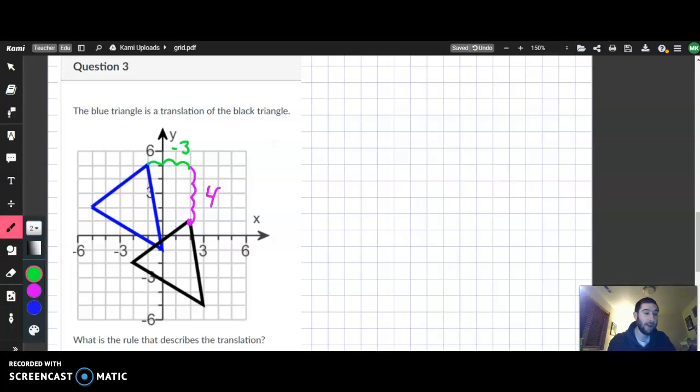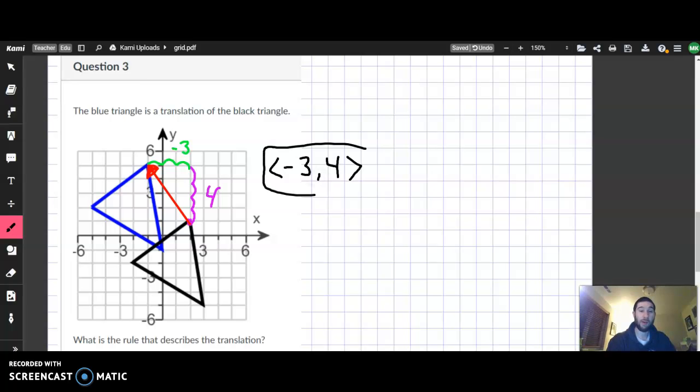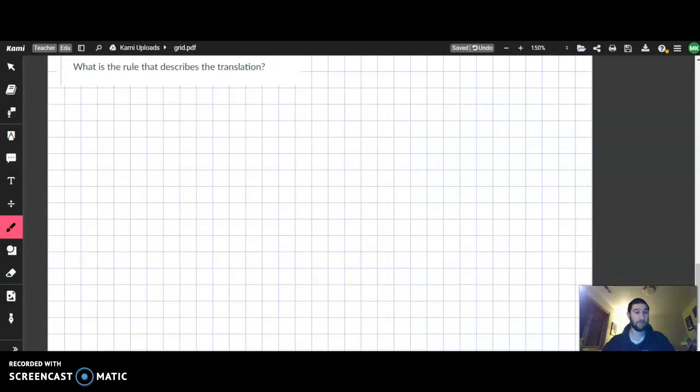And so our vector then, if I draw that in, I'll go ahead and use red because bright colors are great. It's the line connecting those 2 points, but intentionally and specifically with the arrow pointing towards the image. So, ladies and gentlemen, what does that look like to help identify our vector? What's the rule? Well, our rule is the x value, negative 3, then the y value, 4, in our pointy brackets there. Perfect. Let's take a look at question 4.